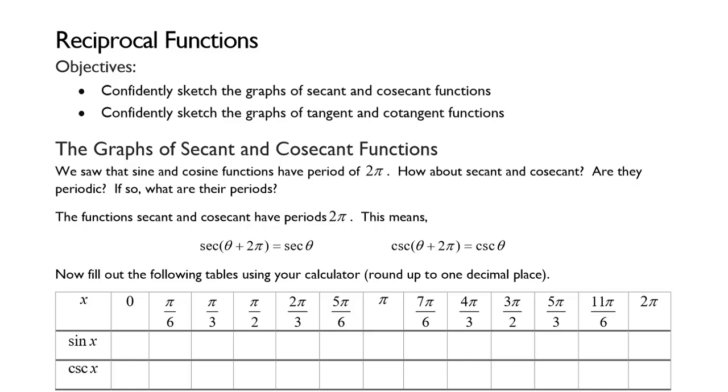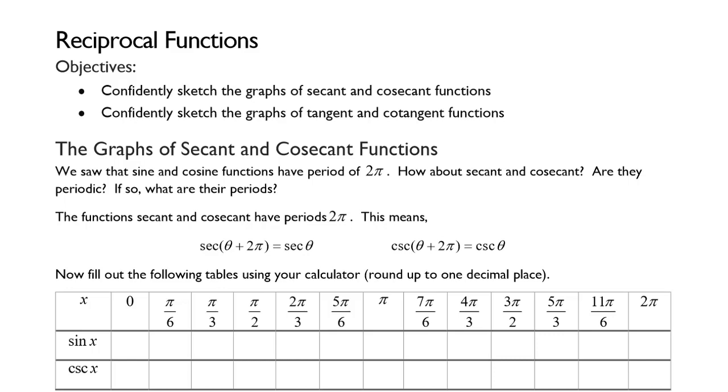Welcome to the section on reciprocal functions. The objectives in this section are to confidently sketch the graphs of secant and cosecant functions, and confidently sketch the graphs of tangent and cotangent functions. The graphs of secant and cosecant functions can be derived from what we saw in sine and cosine functions.